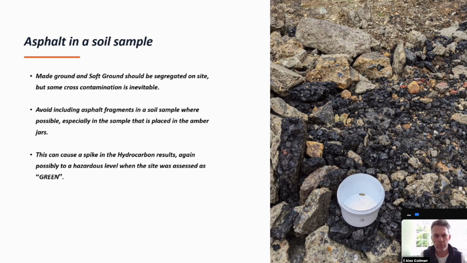So whoever's taking that sample needs to be really vigilant on excluding wherever possible any asphalt from that soil sample, and specifically given that the amber jars are the ones that are assessed for hydrocarbons in the lab, make sure as a minimum you aren't putting asphalt within the soil samples into the amber tubs and jars, because that is what you get your hydrocarbon results from.